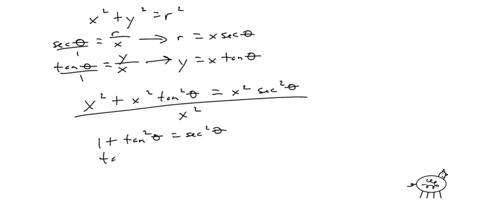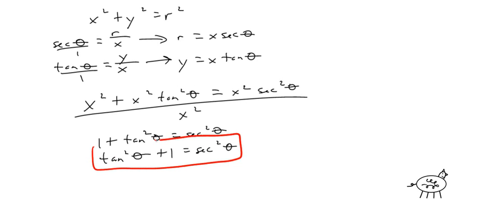The way I'd like to have you learn it, it doesn't really matter: tangent squared plus 1 equals secant squared of theta. So this is another red box, in terms of tangent and secant.